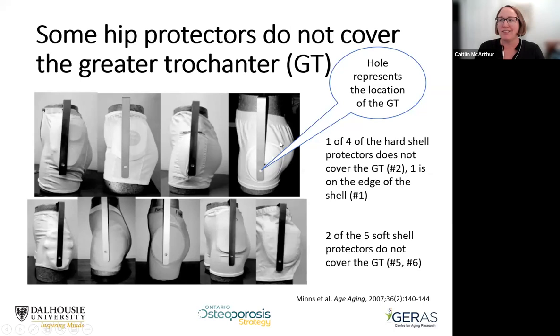And I should also mention the top row is the hard ones and the bottom row is the soft shell ones. Same, you can see in the bottom row, second from the right, the hole is not being covered by the hip protector. So it's really important to assess fit when you have people try them on. Make sure that that particular model fits on them and that it is covering their greater trochanter, because they're not all made the same, and we're not all made the same. So we got to make sure that the fit matches the person as well.